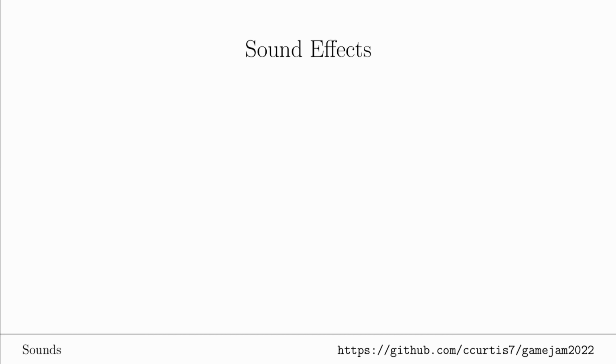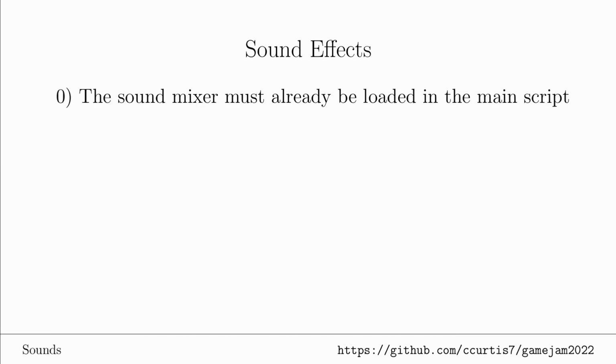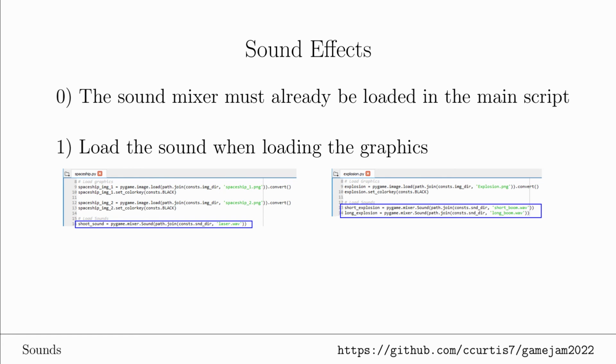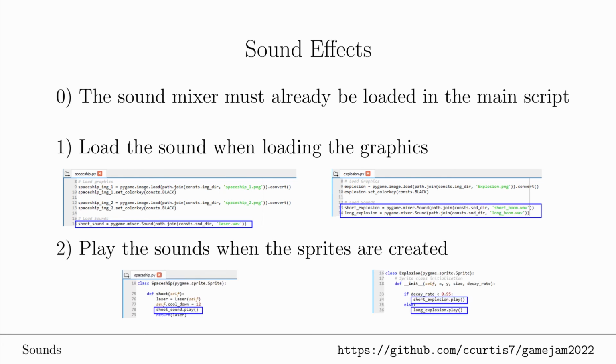The sound effects are loaded directly by the corresponding modules. Note that you have to make sure the sound mixer is already loaded in the main script for this to work. The sounds are loaded at the same time the graphics are loaded. This puts them into memory so that they are available to be played. And then we play the sounds when we create the sprites. And in just a few short lines of code, we've added a completely new dimension to the game.